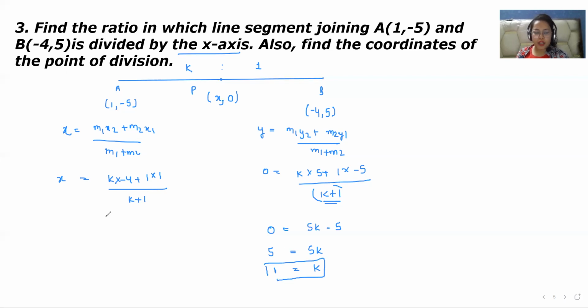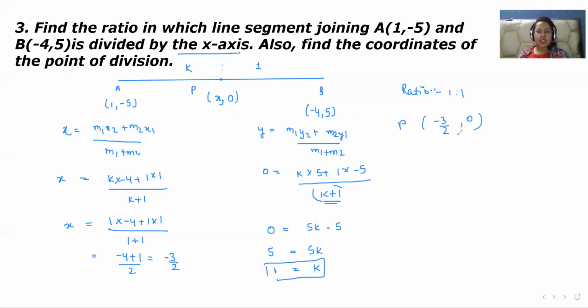So we put the value in x. K is 1 multiplied by minus 4 plus 1 multiplied by 1, over 1 plus 1. So minus 4 plus 1 over 2, that is minus 3 over 2. So first we have to find the ratio. Ratio is 1 ratio 1, and the coordinate of point P is x is minus 3 over 2 and y is 0. That's how we can find the ratio as well as the coordinates.